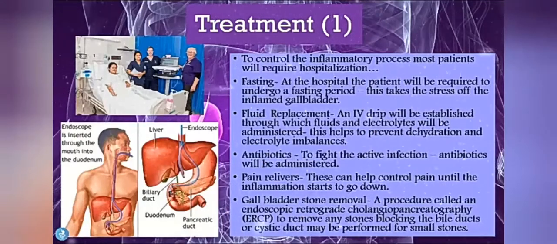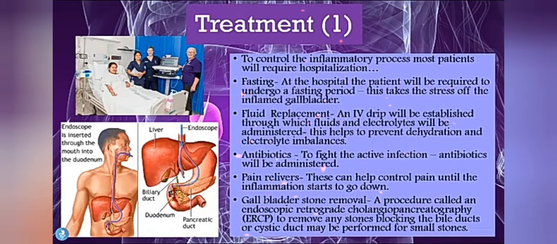So how does one go about treating cholecystitis? To control the inflammatory process, most patients will require hospitalization. Usually the first thing we do at the hospital is ask the patient to start fasting. This takes the stress off the inflamed gallbladder. Because remember, we said that the gallbladder is stimulated the moment we start to take in any sort of food. So in order to give that gallbladder a chance to rest and settle down a bit, we will ask the patient to fast.